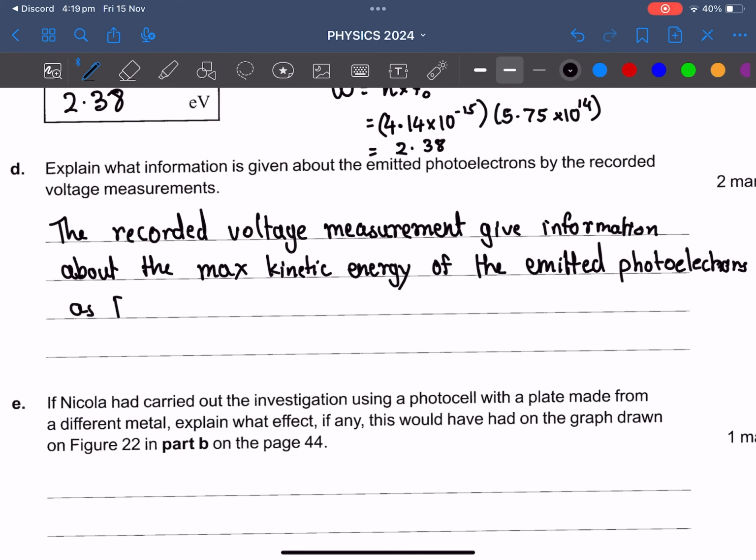Electrons, as E K max is equal to E times Vs, where Vs is the stopping voltage. Okay.